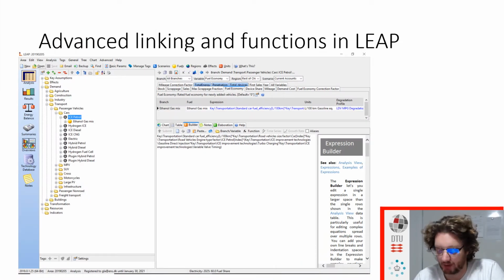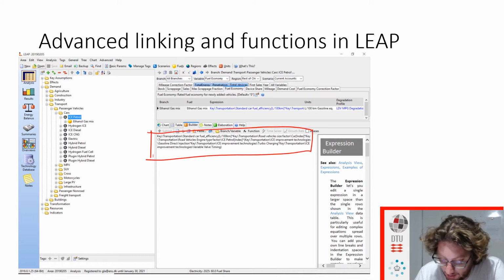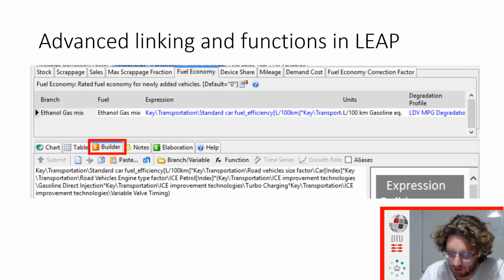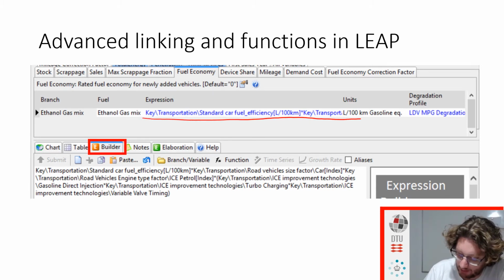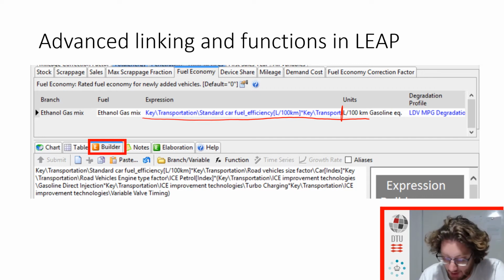So here I have an example of advanced linking in LEAP in a transport model. If you look at it here, this is just one of many. This is for the fuel economy of the ICE petrol car, I think. It is so big, in fact, that it runs out of space, so we can't actually see what's going on. That's why we have the builder tab here. And what we can see is numerous different things that are just multiplied together.